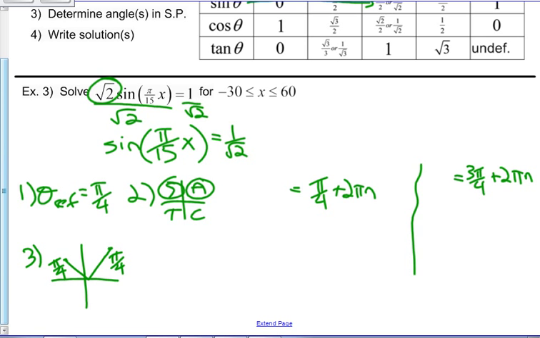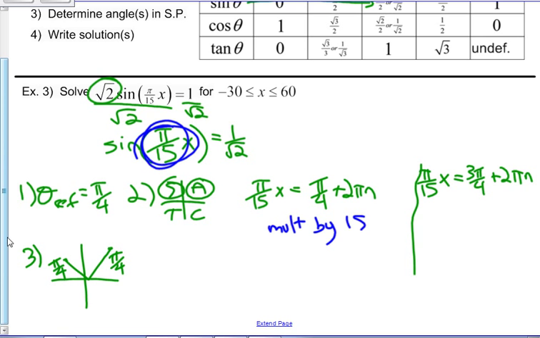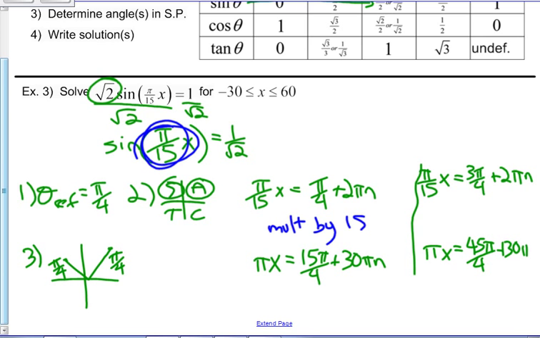Okay. But it's not x equals. It's whatever is in here, so it'll be pi over 15x. I don't really like the fraction beside the x, so I'm going to multiply everything by 15 on both sides of the equation. That'll give me pi x equals 15 pi over 4 plus 30 pi n. On the other side, I'll end up with pi x equals 15 times 3 is 45 pi over 4 plus 30 pi n.